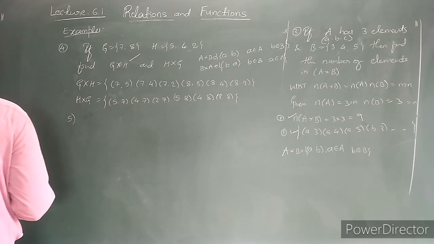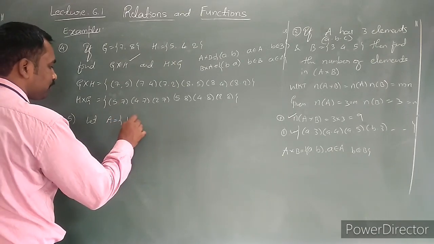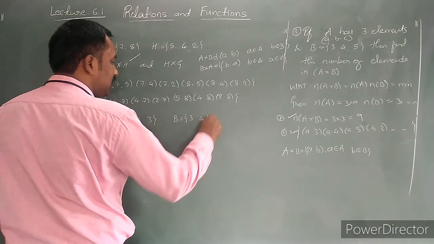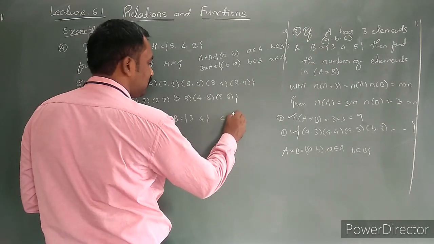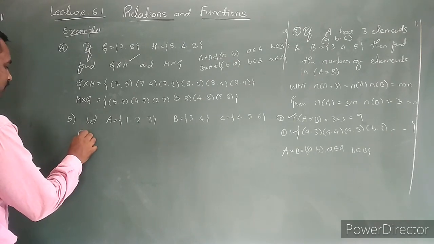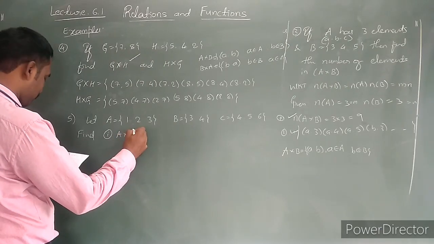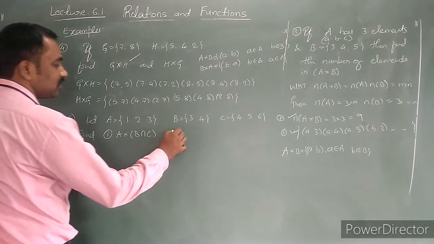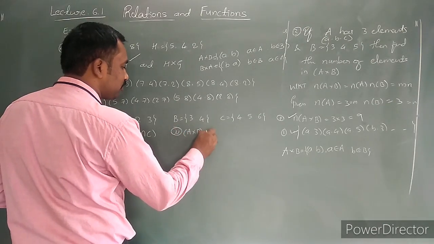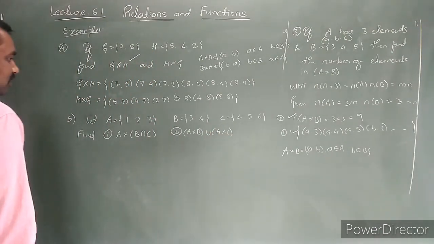Fifth one. Very simple problems. Let A is equal to {1, 2, 3} and B is equal to {3, 4}. C is equal to {4, 5, 6}. Then find: first one, A cross (B intersection C). Second one is (A cross B) union (A cross C).